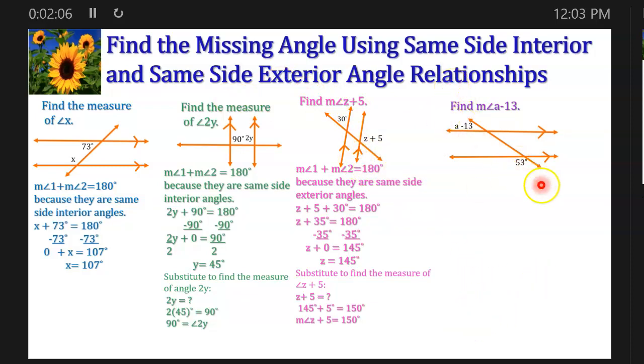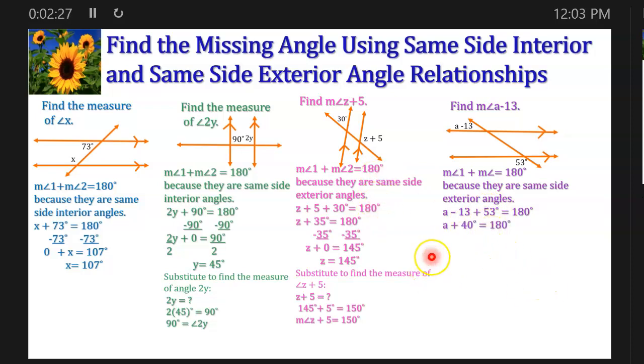These two are also same side exterior of the parallel lines, but on the same side of the transversal. And so we're going to add them up and make them equal to 180 because we know they're supplementary. And we're going to combine these like terms. So minus 13 and then a positive 53 added together gives us a 40. Okay, then we're going to subtract the 40 from both sides and find out that a is equal to 140.